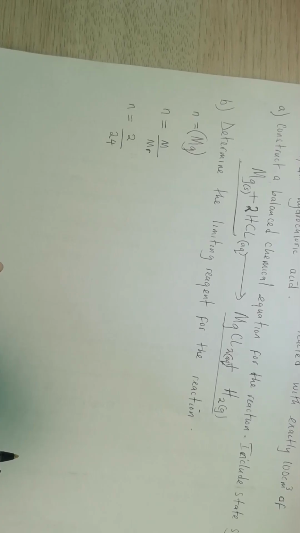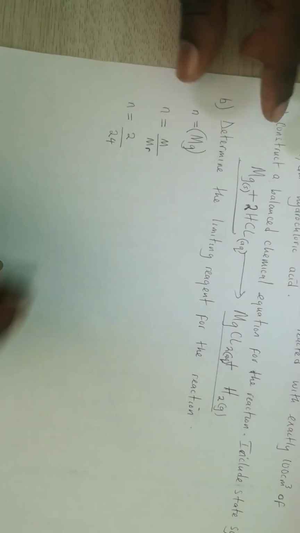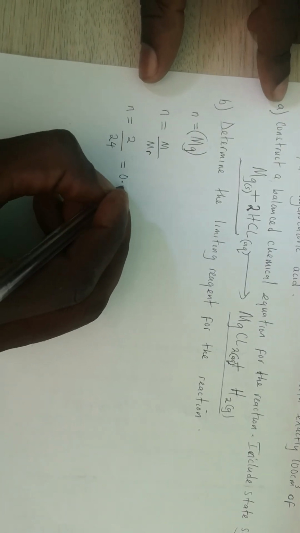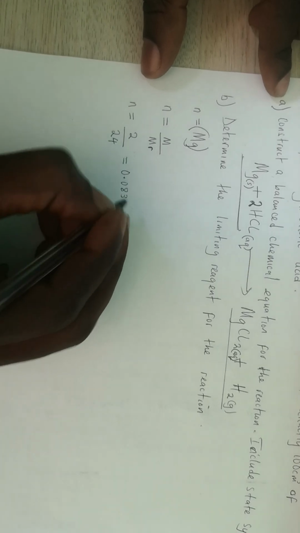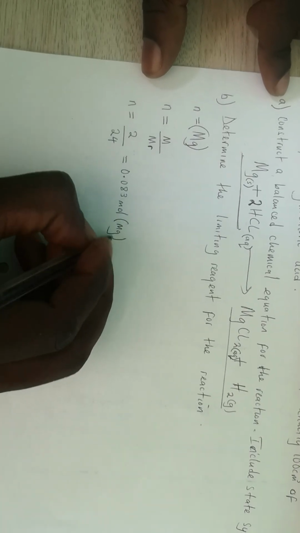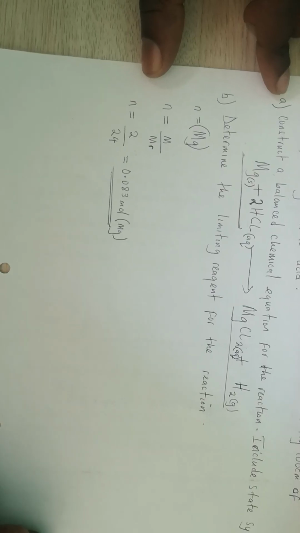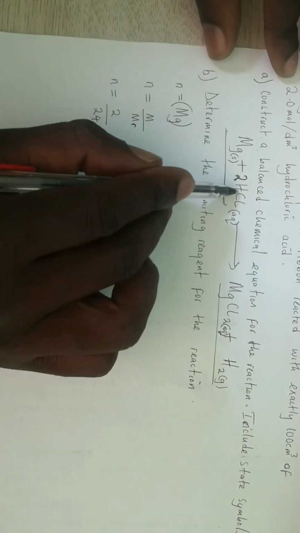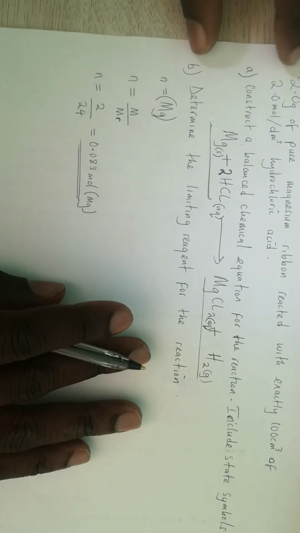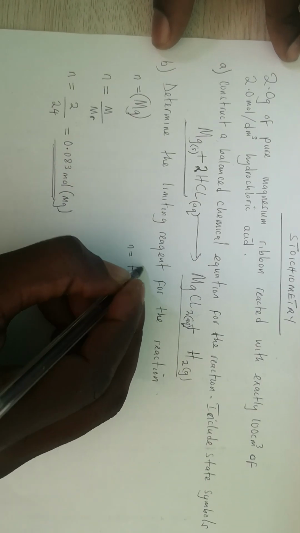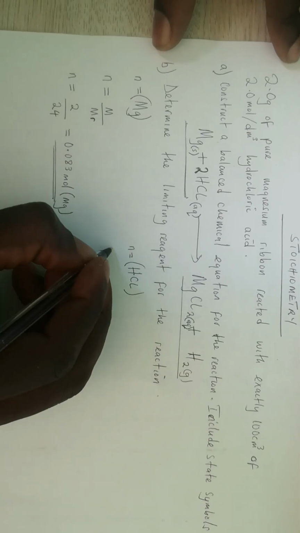the relative molecular mass. So when we compute that on a calculator, what we are getting is that the number of moles for magnesium is 0.083 moles of magnesium. That is the number of moles that we are finding. Then we now also solve the number of moles for hydrochloric acid, HCl. We use the same formula.